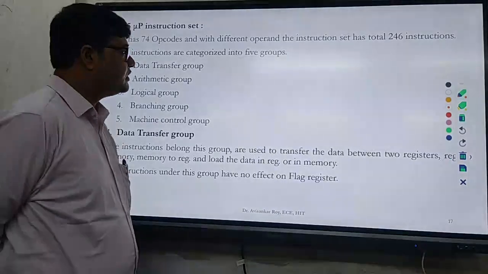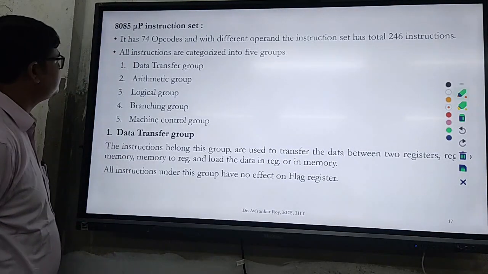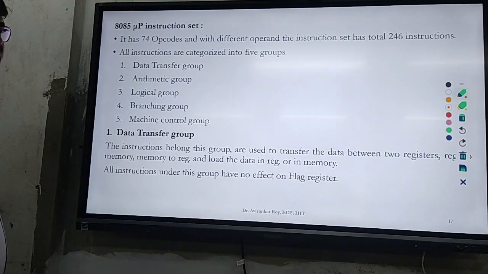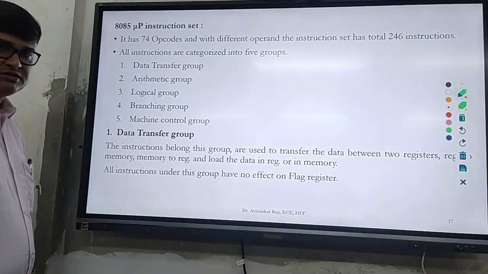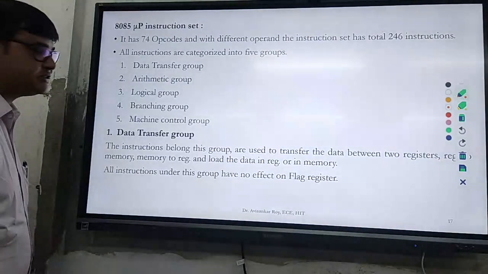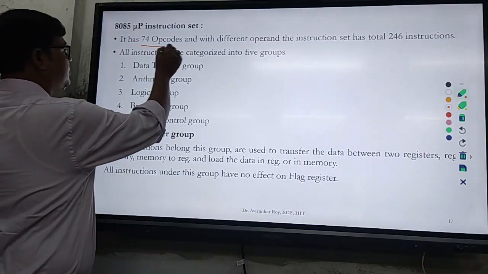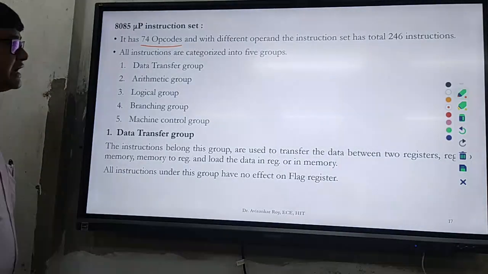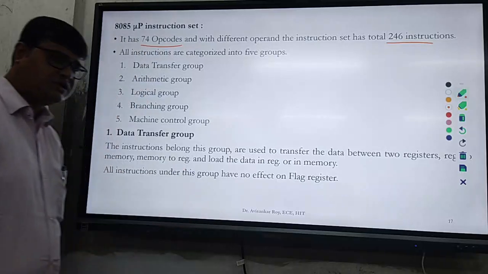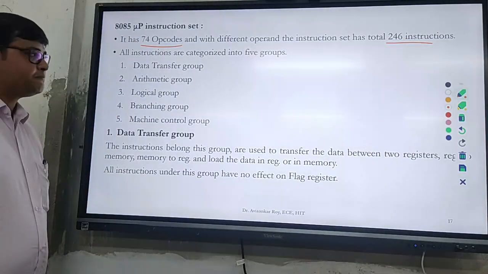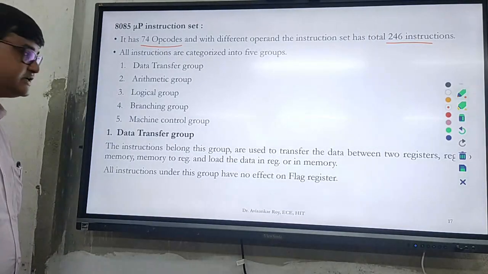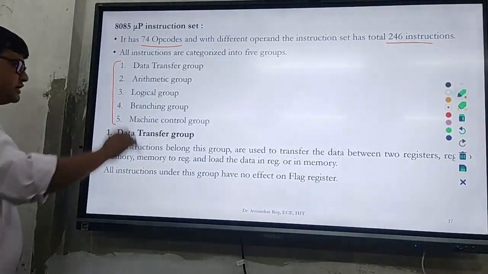Good morning all. Today we will discuss the 8085 microprocessor instruction set. The 8085 microprocessor IC is used in a microprocessor system. For programming purposes, there are a total of 74 opcodes, that is the operational codes, and a total of 246 instructions. To understand the instruction set, the complete instructions of the 8085 microprocessor have been categorized in 5 segments, as shown over here.